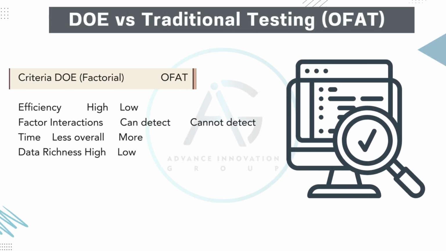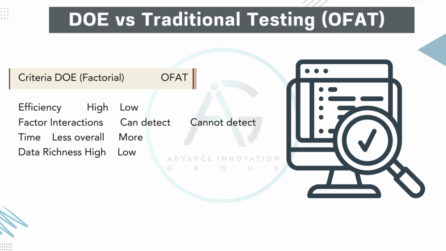This slide compares design of experiments, DOE, specifically factorial designs, with traditional testing, also known as OFAT, or one factor at a time. Starting with efficiency, DOE is much more efficient because it allows us to study multiple factors simultaneously. OFAT, on the other hand, changes only one factor at a time, which takes more effort and resources.